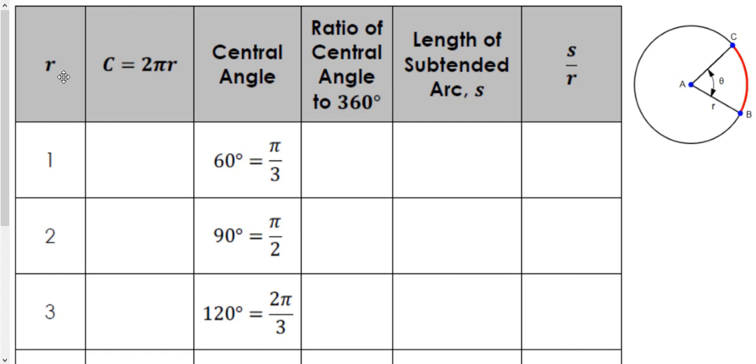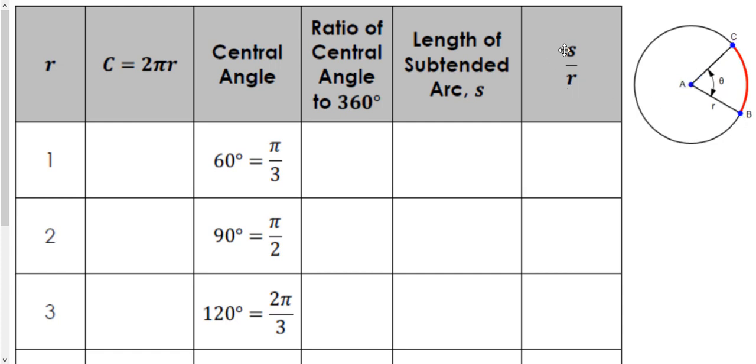So first thing here, the first column contains the radius size of the circle. The second is the circumference of the circle. This is a formula you guys should absolutely be familiar with. This gives us particular central angles to look at in both degrees and radian form. And then we're going to find the ratio of the central angle to the full circle, to 360 degrees. And we're going to find the length of the subtended arc. This is what this is called. This red curved arc is the arc that is subtended, and we call that S. So in other words, how much of the arc gets cut off by the central angle measure.